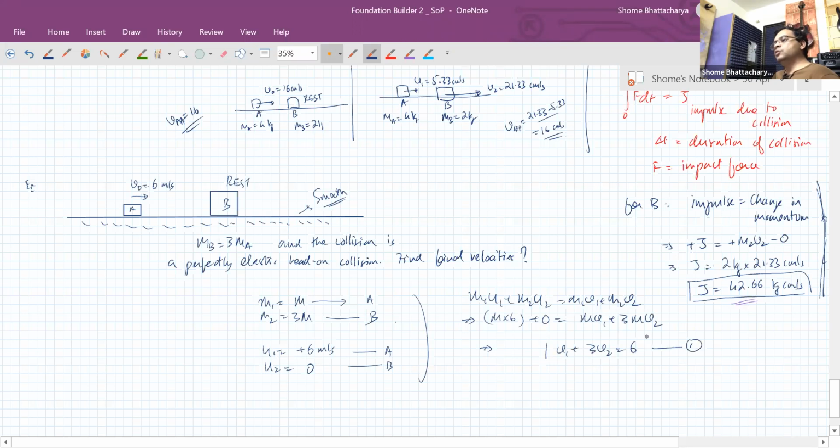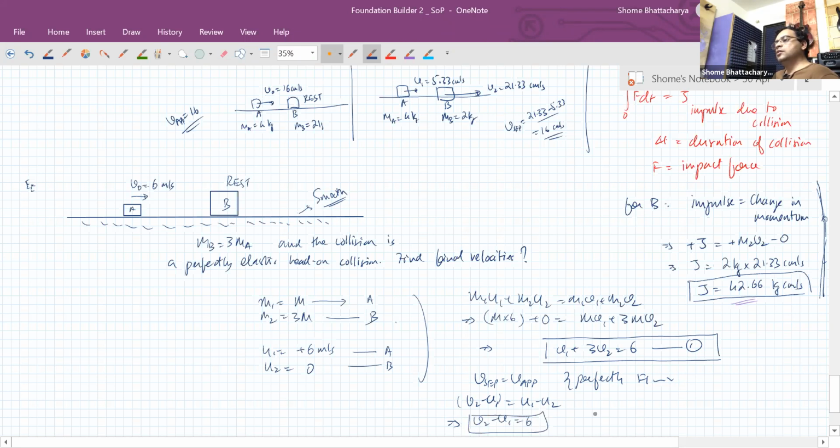This equation all of you must have got. Yes, sir. Right. And the other thing is that separation velocity should be equal to approach velocity, because it's given to us that it is perfectly elastic. So V2 minus V1 should be equal to U1 minus U2. I mean, you can write in any order, approach equal to separation or separation equal to approach, doesn't matter. So V2 minus V1 is equal to 6. So this is our separation.